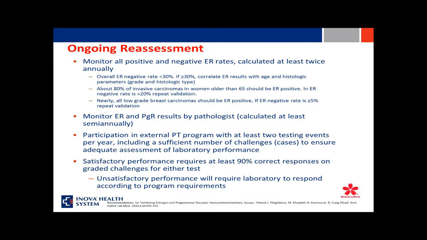And again, there are some ongoing assessments that we have to consider for these assays. We have to be monitoring all our positive and negative ER rates. And again, these are all recommendations from the college. We have to calculate them at least twice, and they have different parameters. They say your ER negative rate should be less than 30%, and in women older than 65, it should be ER positive, should be more than 80%, and so on.